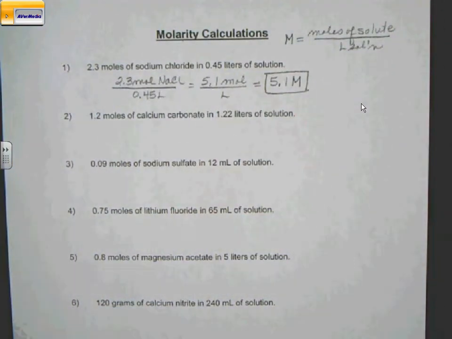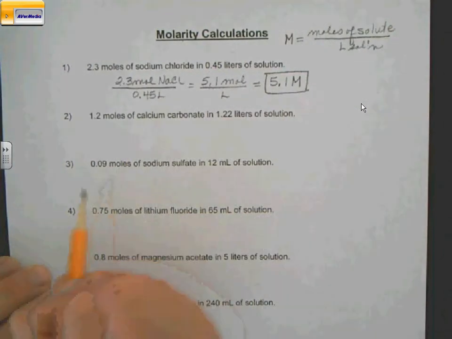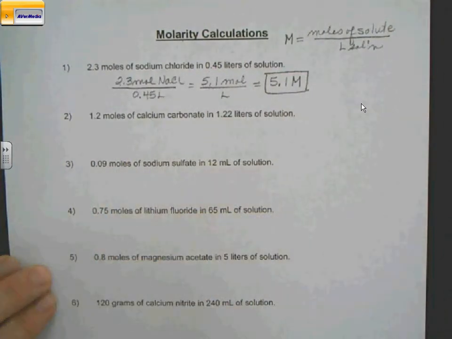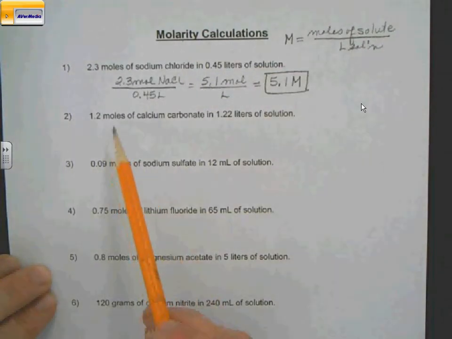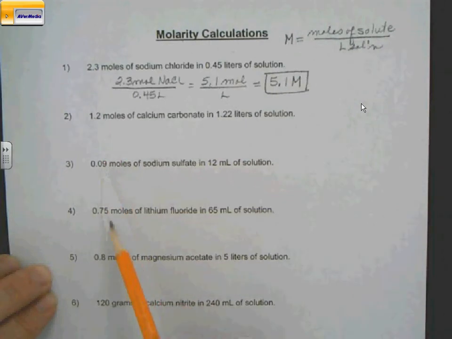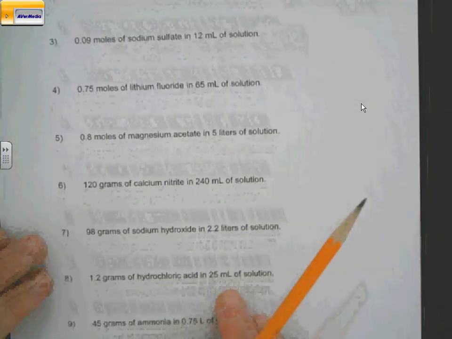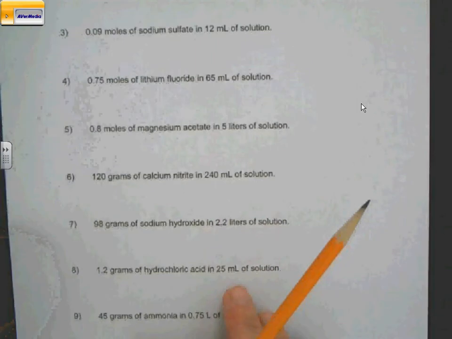Okay, should we try just one more and I'll let you do the rest? You just divide. All right, so you would do the exact same process for 2, 3, 4, 5. But number 6 is a little different.